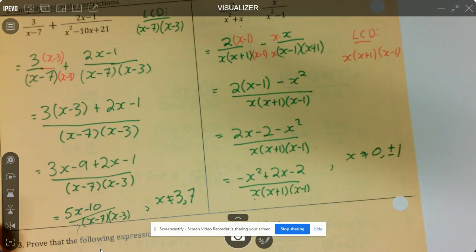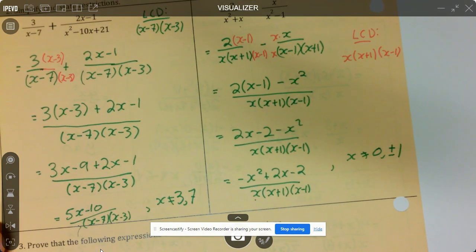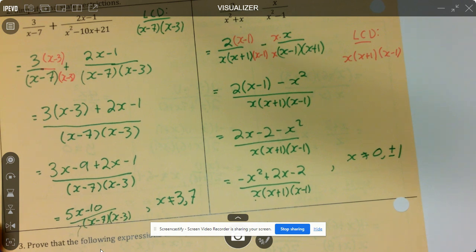So that's adding or subtracting. Before we add or subtract, we need to find our lowest common denominator. To find that LCD, we need to make sure that we fully factored before we start.